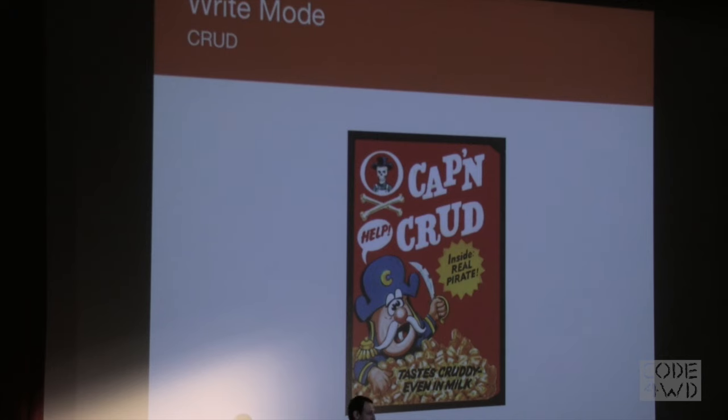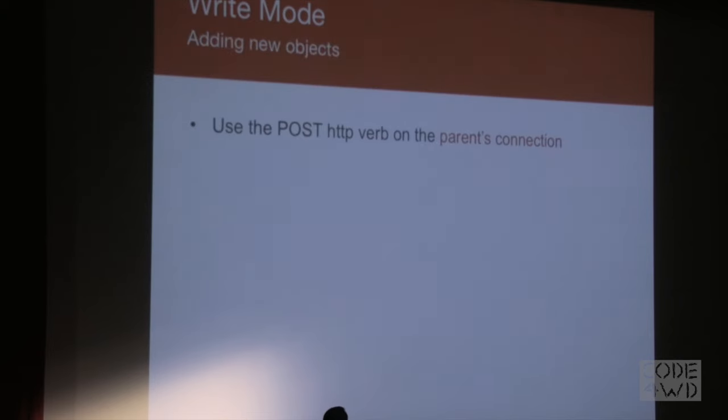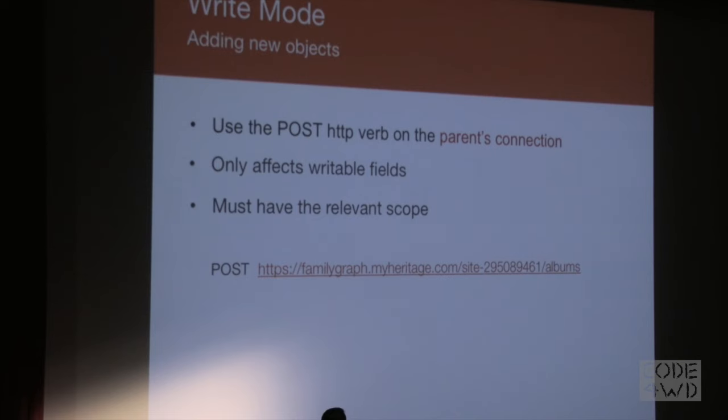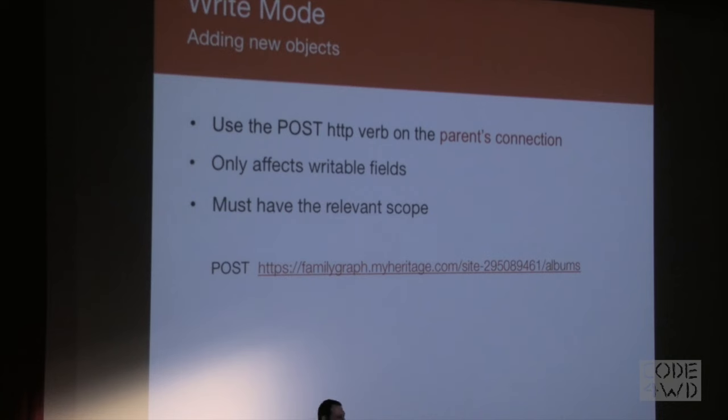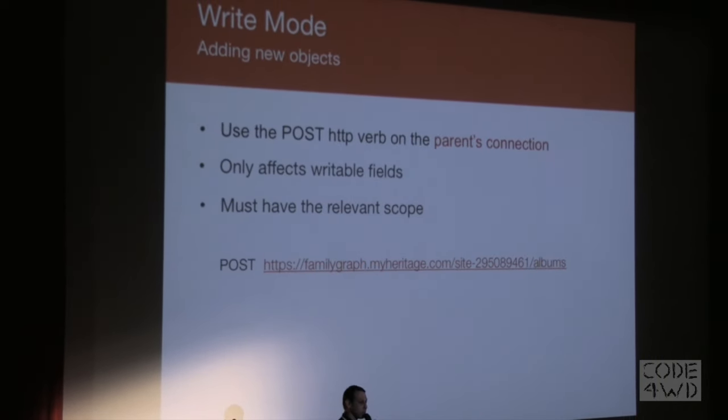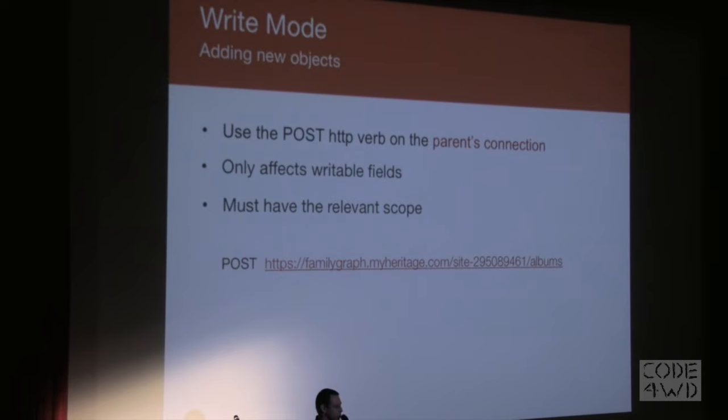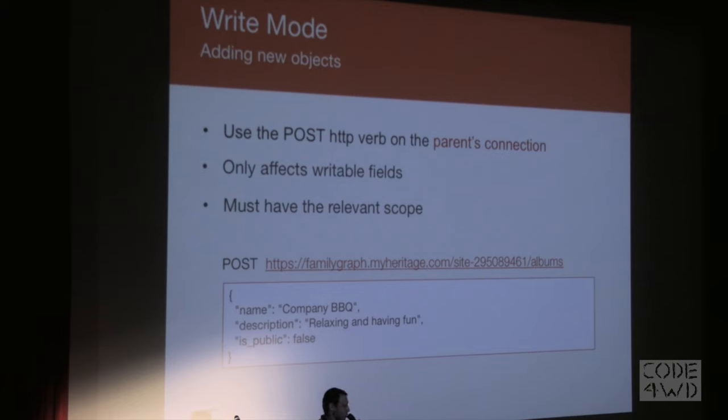So up until now, we saw examples of how to read content from the family graph, but we also use it to make changes in the family graph. So let's look at some CRUD operations. The POST verb is used on the parent's connection to add content to the family graph. Look at an example like this. This is the site, and we're using the albums connection. If this was a GET request, we'd get all the albums in that specific site. But since it is a POST request, we're using it to add a new album to the site. And in the request, we're sending a JSON body that specifies all the attributes of the new album.